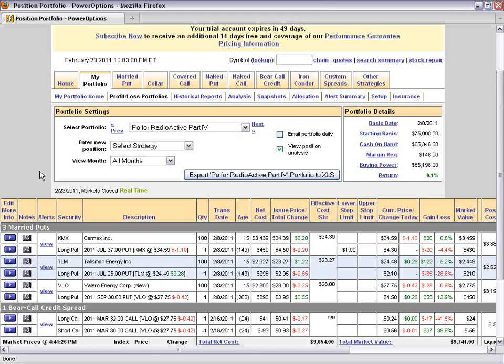Thinkorswim, forgetting the other, Interactive Brokers, wow, they have some really low commissions as well. I think Options Express is fair. I think they're a very fair price. But I know that there are some lower ones out there.